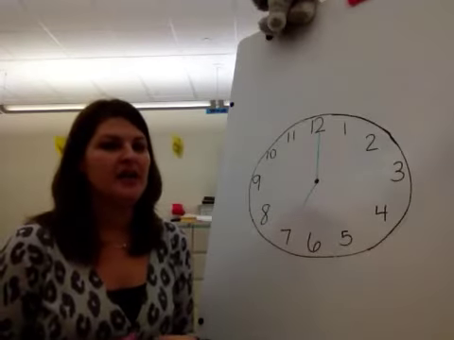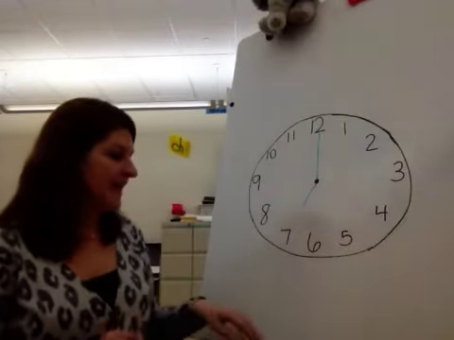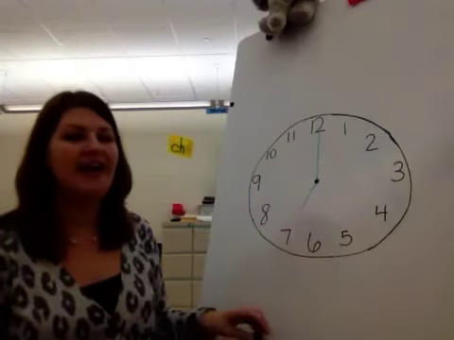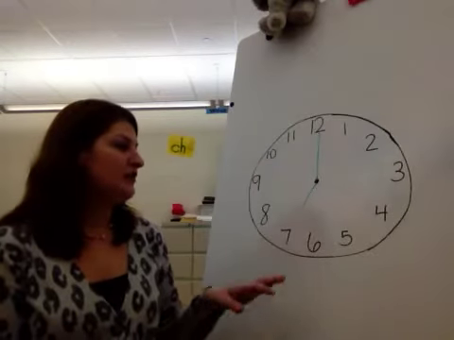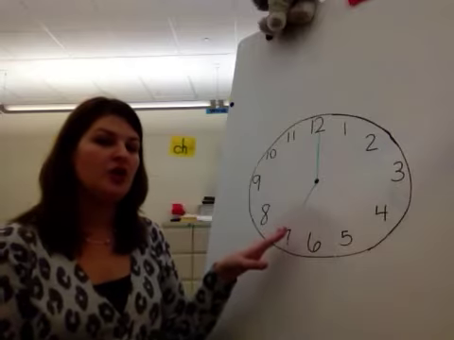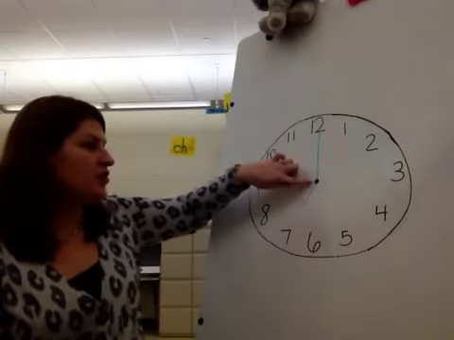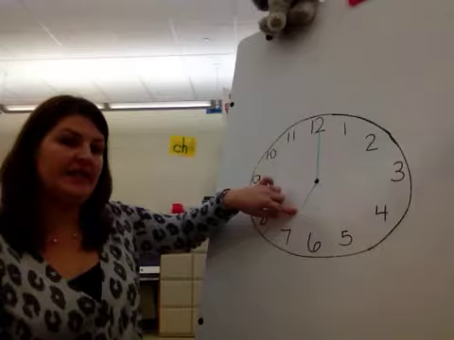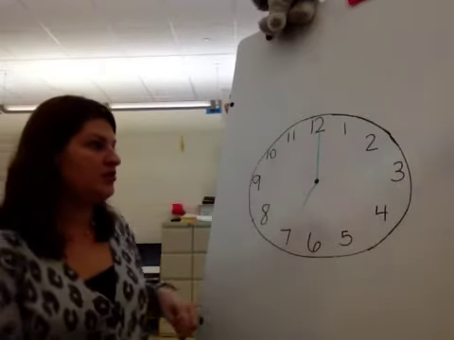Now, let's practice our elapsed time. We're going to say that Susie got up at 7 a.m. If you look at the clock right now, it shows 7 a.m. The short hand is pointing to the 7. The minute hand is pointing straight up.